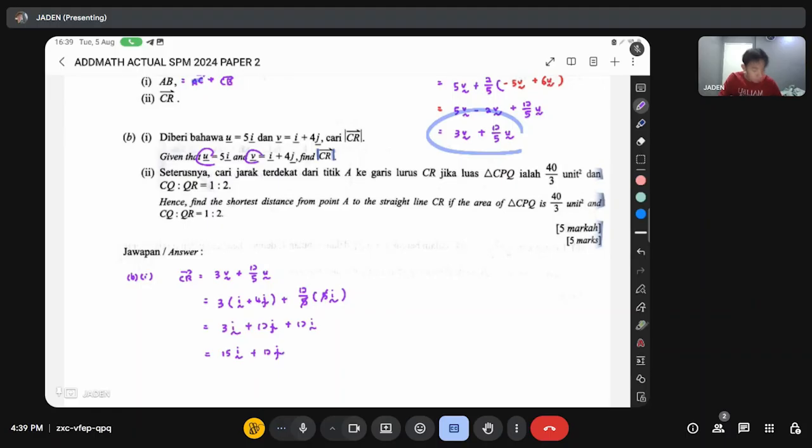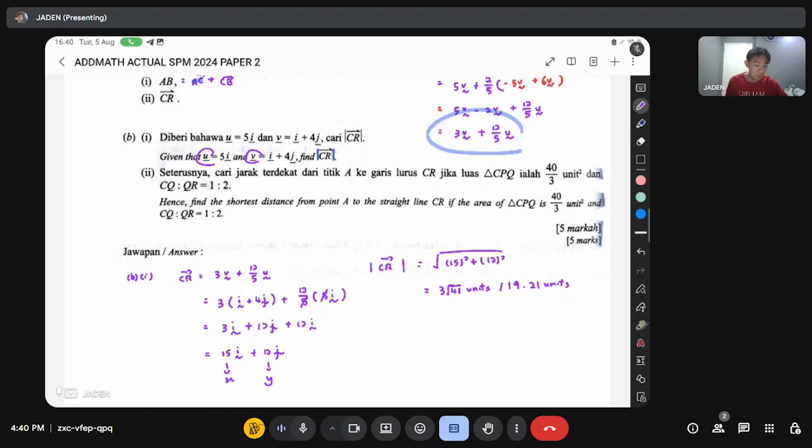The magnitude of CR is the square root of x squared plus y squared, where this is your x value and this is your y value. That's how you're going to perform your magnitude calculation. So square root of 15 squared plus 12 squared, you get 3 root 41 units. You can write it in decimals as well, which will be 19.21 units. And that is for B1.